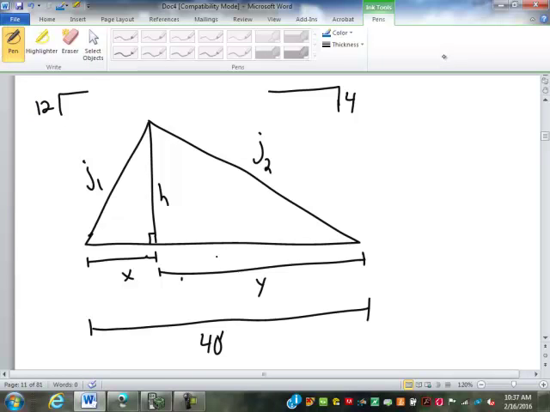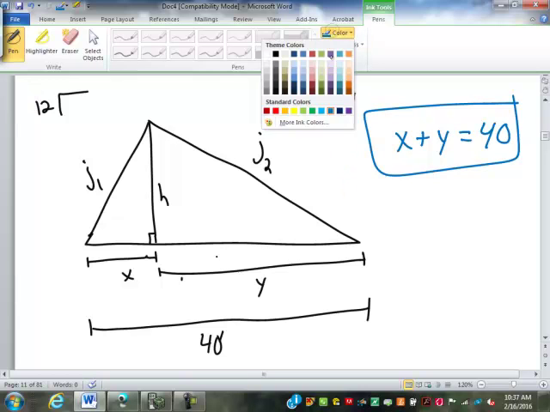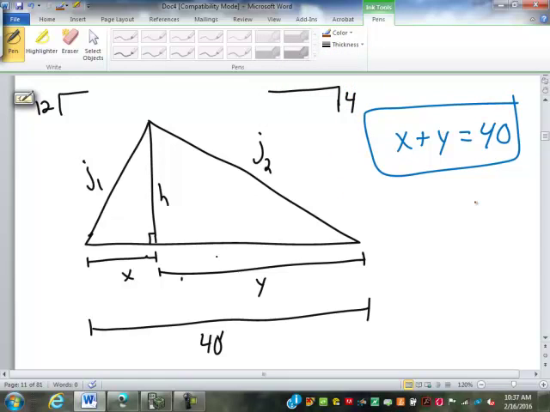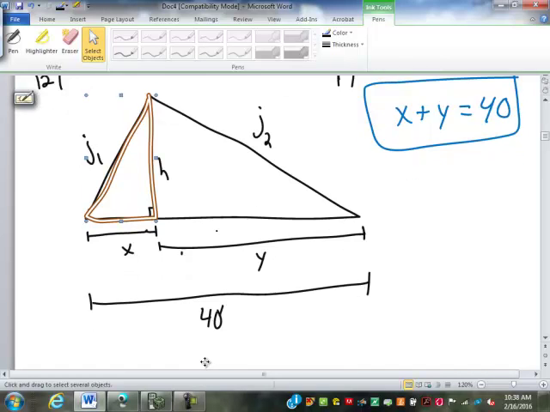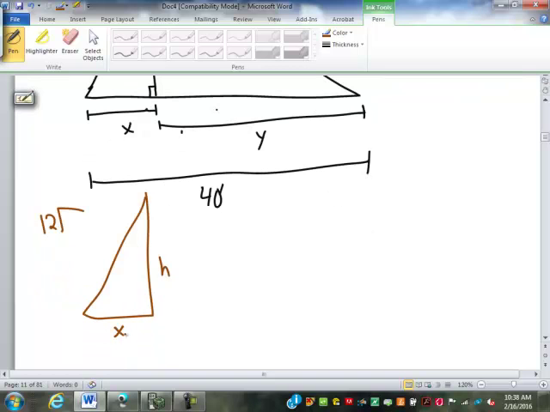What do we know about X and Y? We know that X plus Y equals 40. So that's where we start. Now we need to figure out values for X and Y, or something we can put in for X and Y to figure out what one or both of them are. So I'm going to isolate each slope. I'm going to start out with this triangle right here. I pull that out. I know that this is H here, right? This is a 12-12 slope, and that this is X, correct? So that gives me that 12-12, my slope, is equal to H over X.